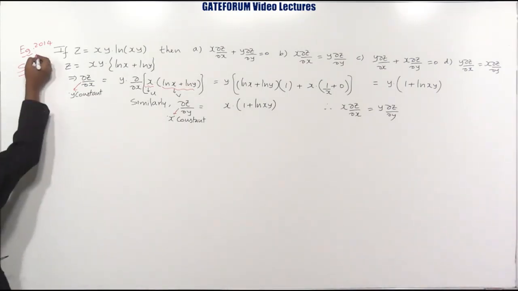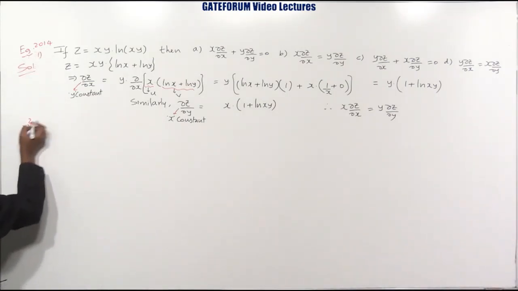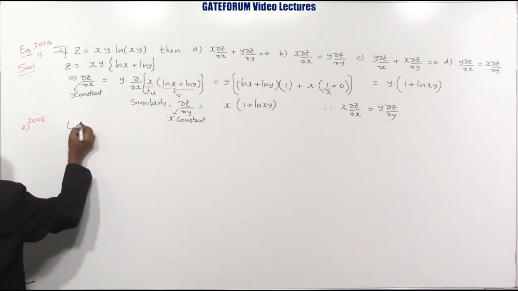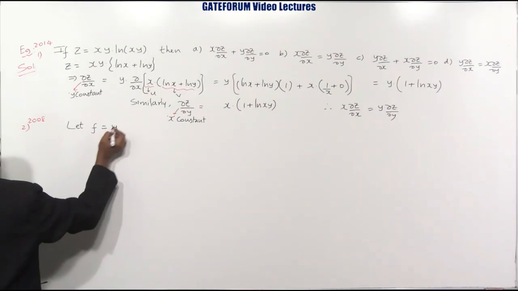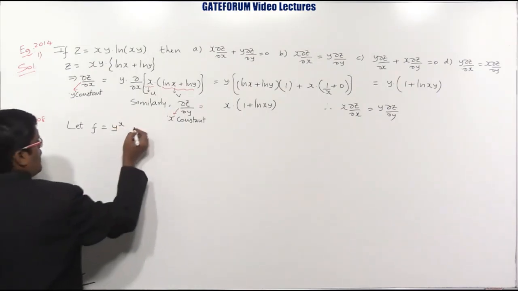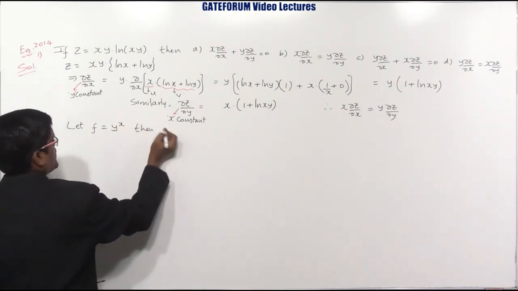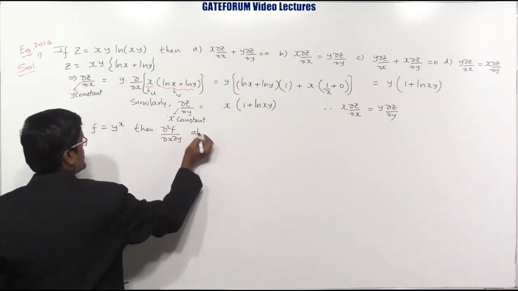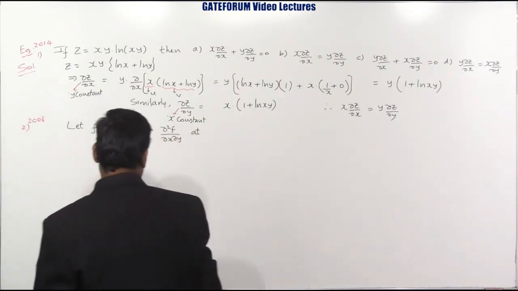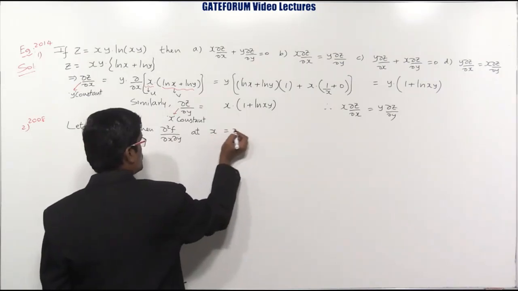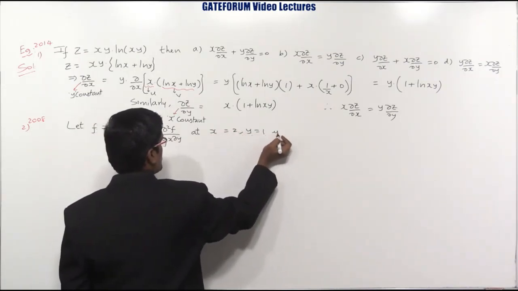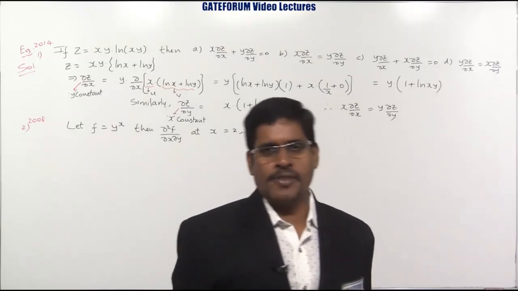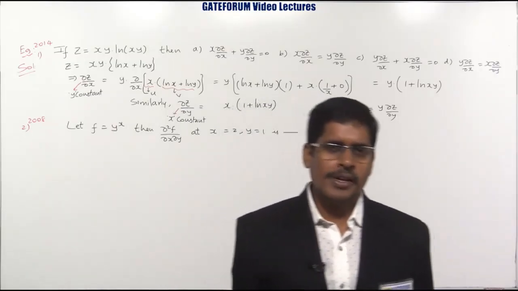Next, this is number 2, a question asked in 2008, 2 marks. Let f is equal to y raised to x. Then ∂²f/∂x∂y at x = 2, y = 1 is dash. So here f is the dependent variable and x, y are independent variables.